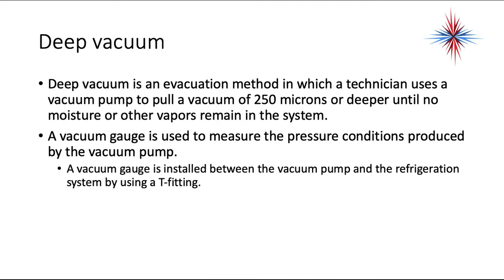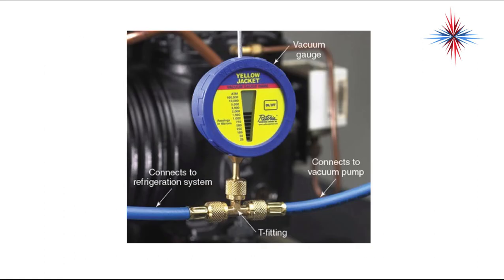Deep vacuum is an evacuation method in which the technician uses a vacuum pump to pull 250 microns or deeper until no moisture or other vapors remain in the system. A vacuum gauge is used to measure the pressure conditions produced by the vacuum pump. A vacuum gauge is installed between the vacuum pump and the refrigeration system by T-fittings. This is an example of a vacuum gauge. Again, the lower the micron number, the greater our vacuum is. Make sure these fittings are tight and there are no leaks. Make sure your hose fittings and gaskets are good.